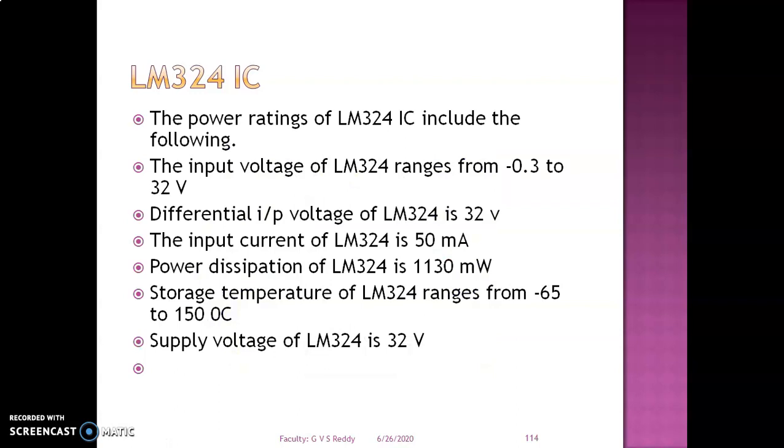The power rating of the LM324 IC includes: the input voltage of LM324 ranges from -3 to 32 volts. Differential input voltage for the LM324 IC is 32 volts. The input current for LM324 is 50 milliamps. The power dissipation is 1130 milliwatts. The storage temperature ranges from -65 to 150 degrees centigrade, and the supply voltage for LM324 is 32 volts.